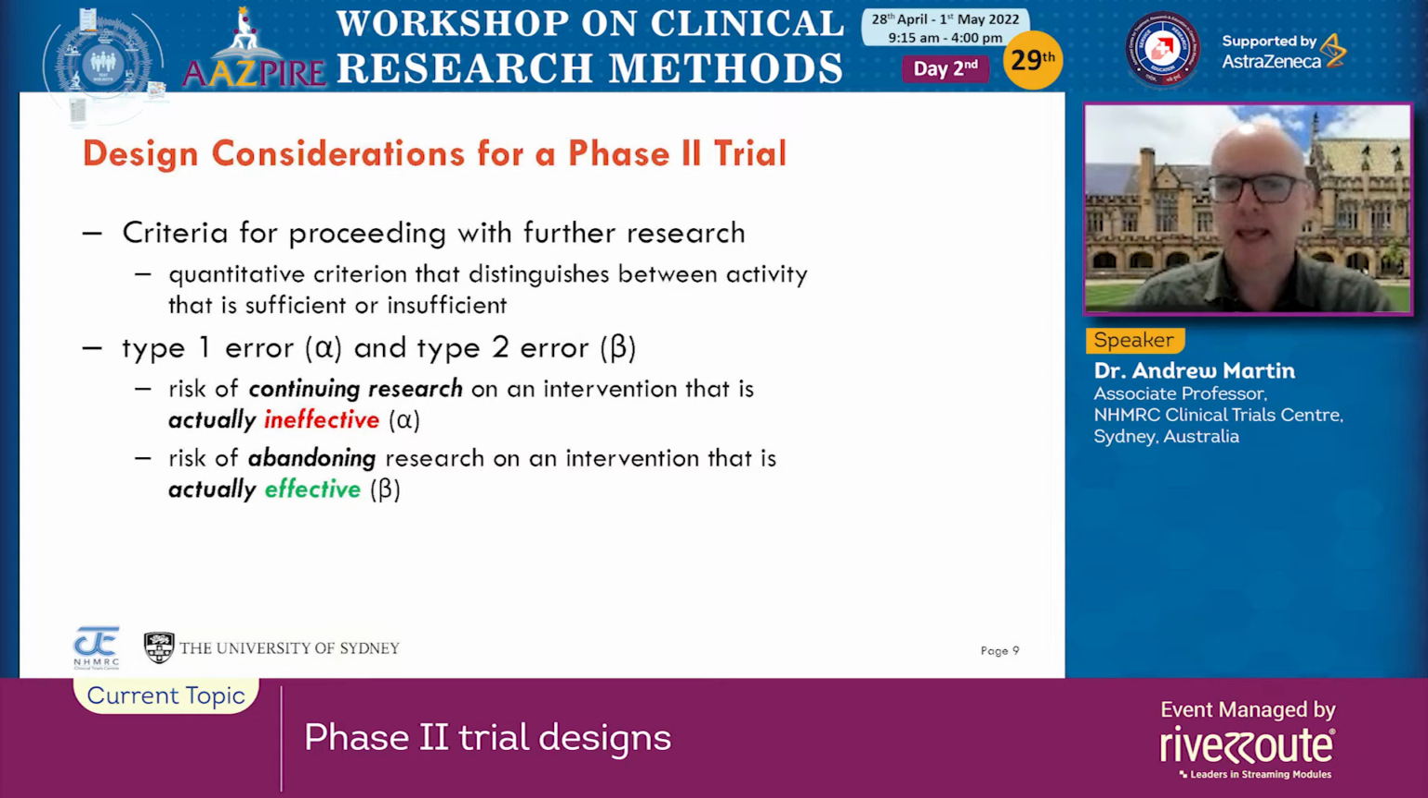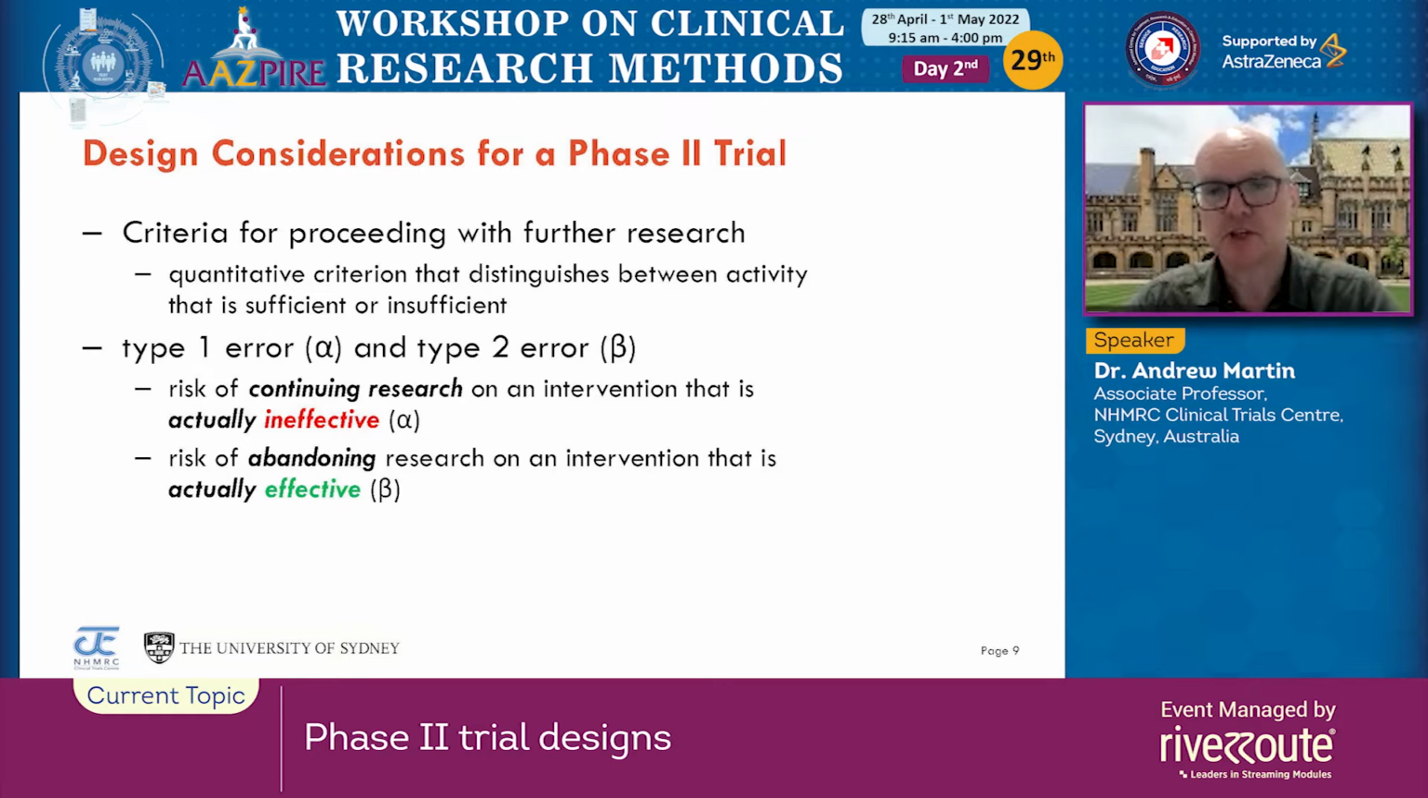specified as alpha. And there's also a risk of incorrectly abandoning research on an intervention that's actually effective. So that's an example of another type of error, type 2 error, and the probability of making a type 2 error is beta. Now, when designing a trial, the more you endeavour to drive down the probability of a type 1 or a type 2 error, in other words, the smaller the alpha and beta you plug into your sample size calculator, the larger the trial will need to be.